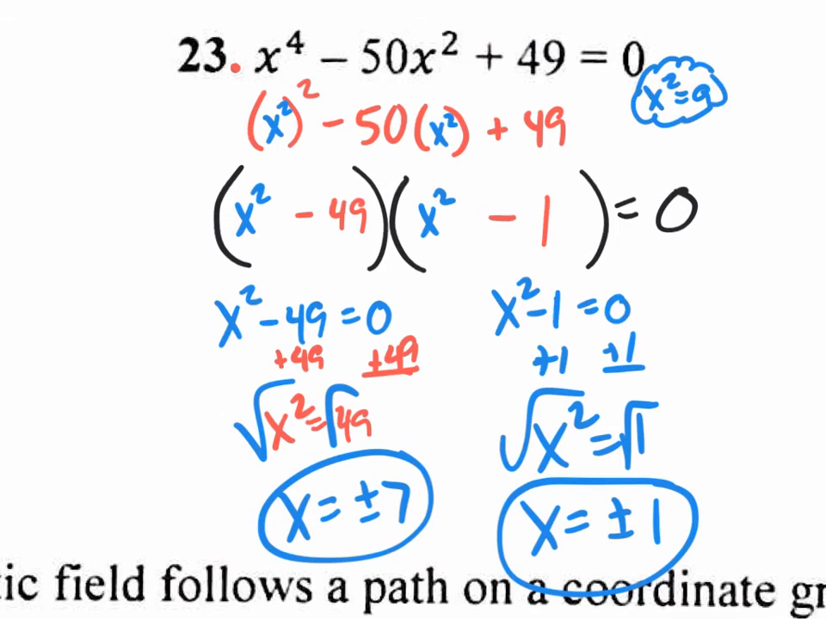That's 4 answers. This quartic equation that has a leading coefficient of 1 is going to have end behaviors in quadrant 1 and quadrant 4. It's actually going to cross the x-axis at 4 locations: positive 7, negative 7, negative 1, and positive 1. Getting jumbled up here.